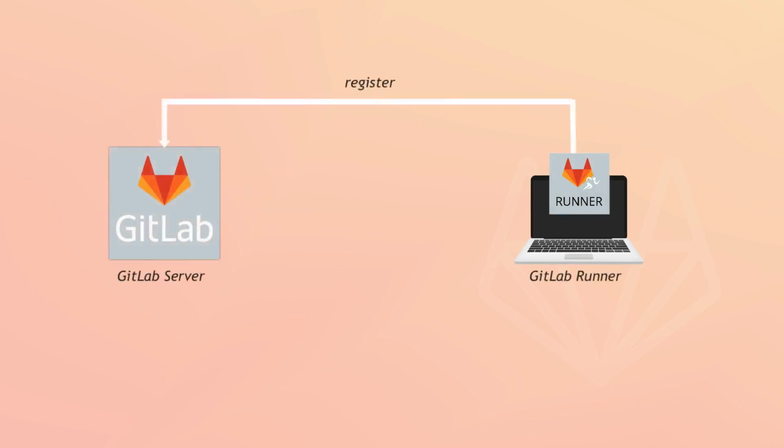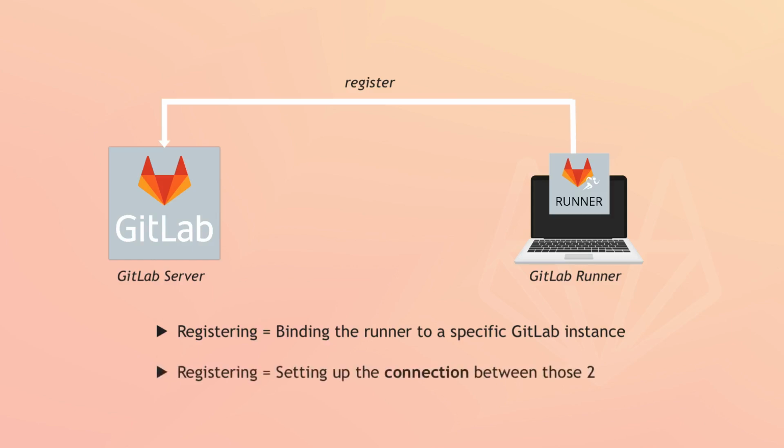So once we have chosen a machine where we want to install GitLab runner and we installed the GitLab runner program on it, we then connect that GitLab runner or register it with the GitLab server for one of our Git projects. Registering a runner is the process that binds that runner with a specific GitLab instance. When you're registering a runner, you're basically setting up a connection between your GitLab instance, like gitlab.com, and the machine where GitLab runner is installed.